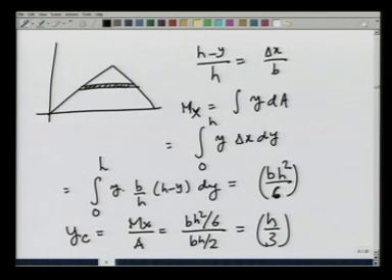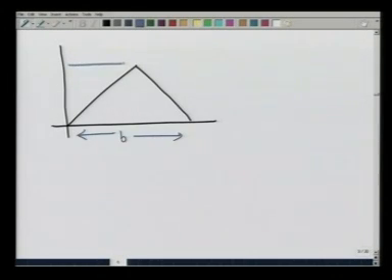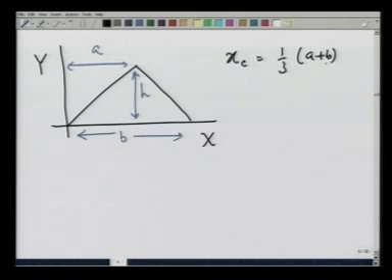So, we have calculated the centroid of a triangle, and what is it? It is for a triangle which is given like this, with this distance being b, this being a, this height being h, the x coordinate is 1/3 of a plus b, and y coordinate is equal to 1/3 of h.